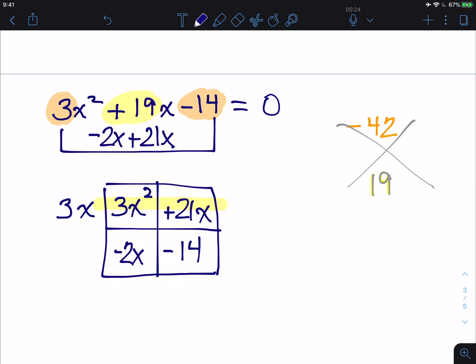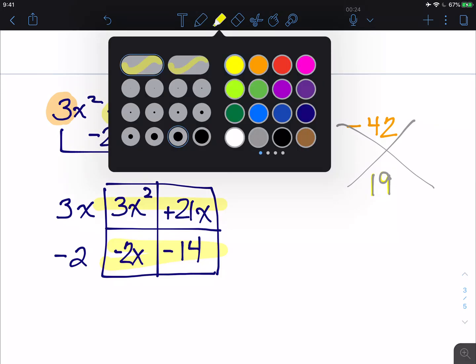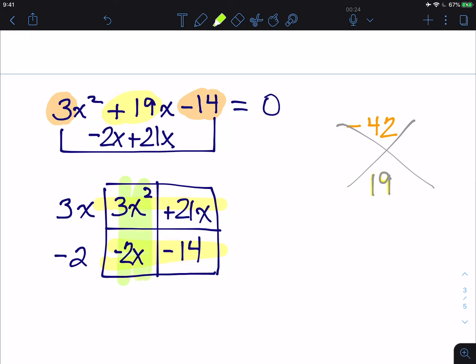Then I'm going to look at the second row, and I'm going to think, okay, what do these two have in common? They both have a negative, and they both have a factor of 2. Then I want to look at my columns. So I want to look at this column and think, what do these two terms have in common? They don't share a negative sign, but they do share an x, a common factor of x.